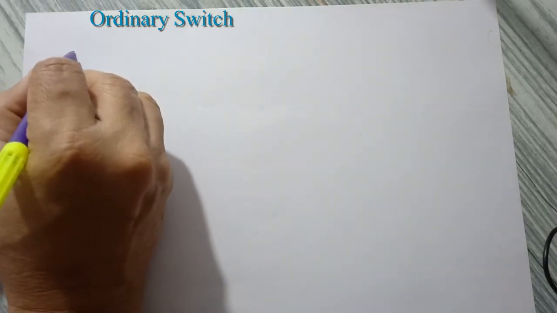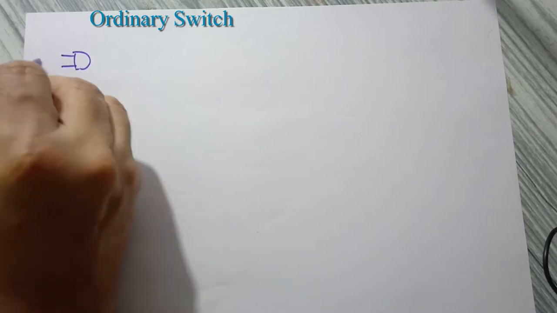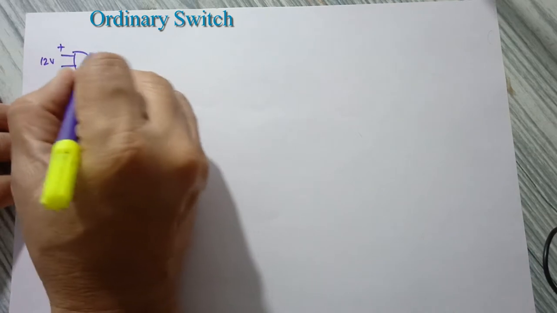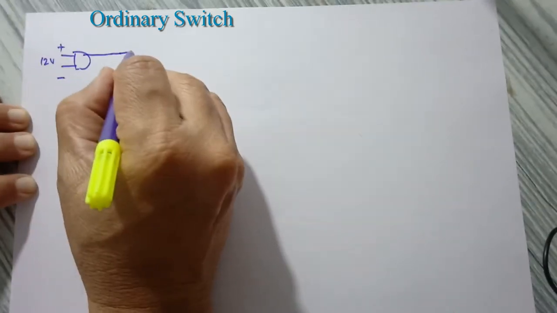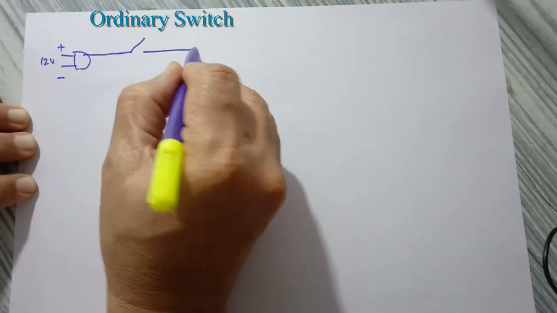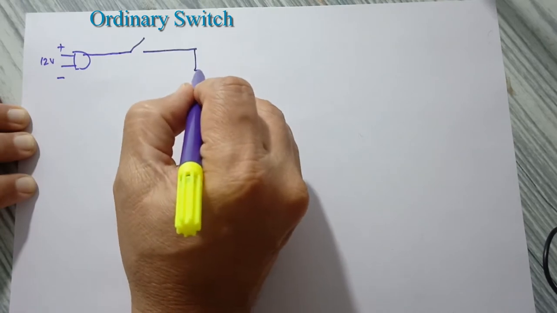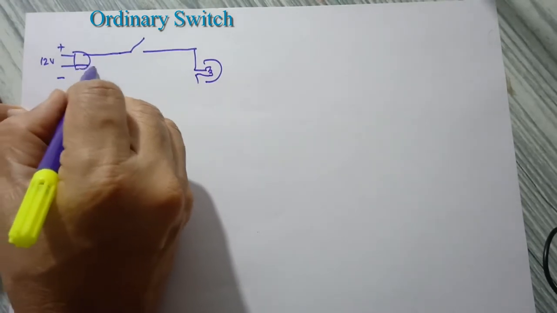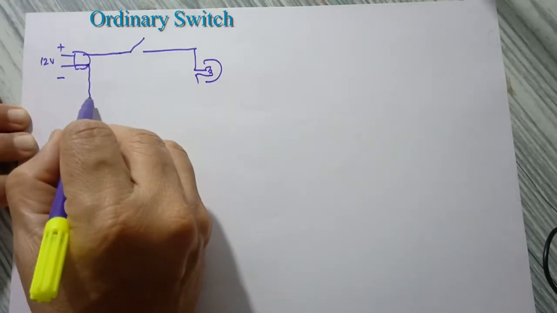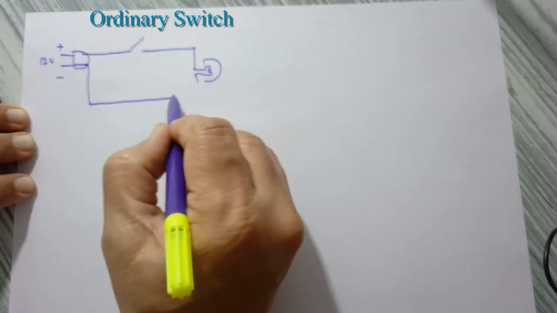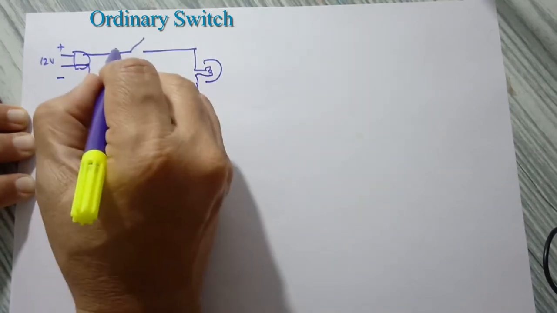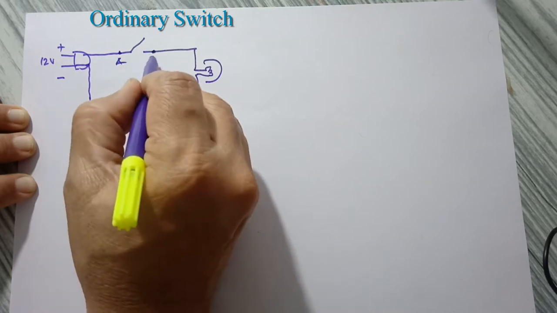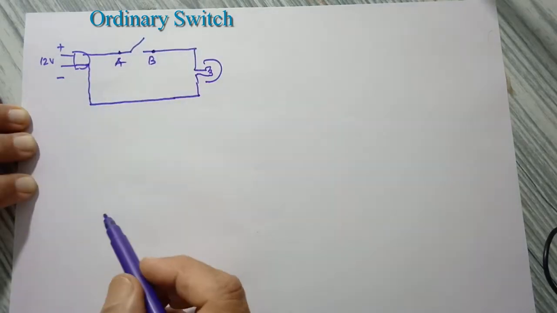Suppose there is a voltage source of, say, 12 volt, plus and minus, then this conducting wire, switch and some load, say for example a bulb, and this negative terminal connected by wire to this load. Consider that the switch is connected between two terminals A and B.